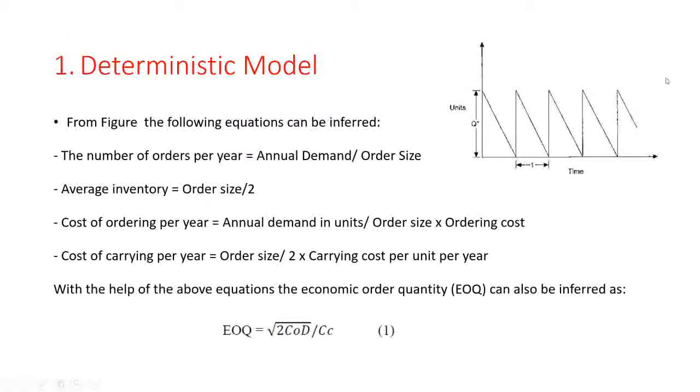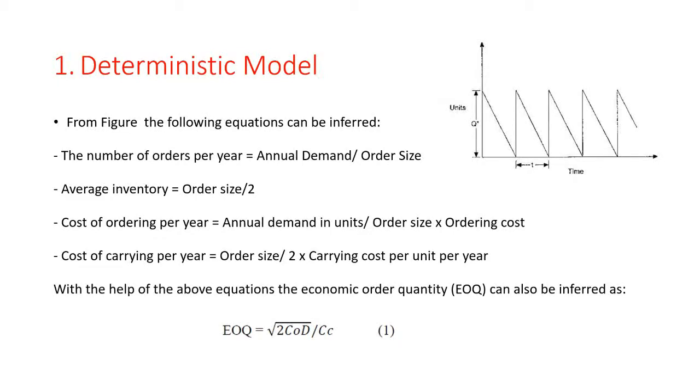From this previous diagram, the following equations can be inferred. The total number of orders per year is equal to annual demand divided by order size. And the average inventory? How to find out the average inventory? Total order size divided by 2. So here we get the average inventory.